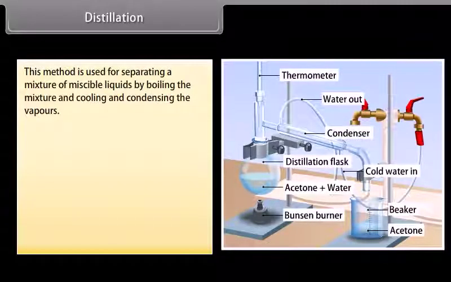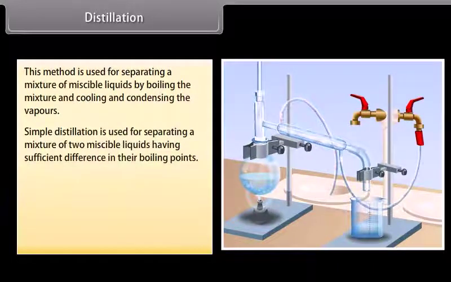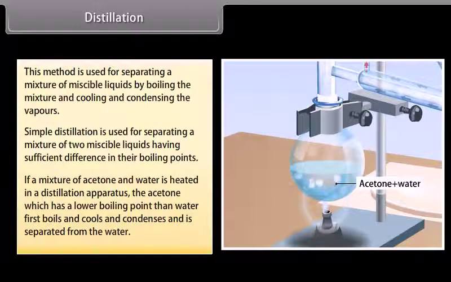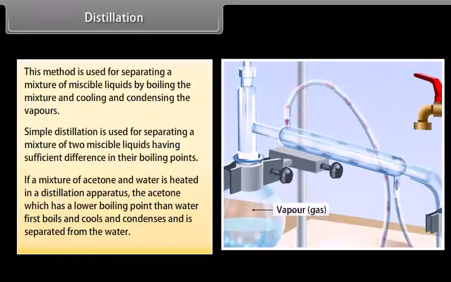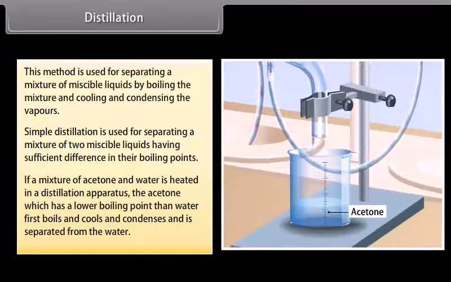Distillation. This method is used for separating a mixture of miscible liquids by boiling the mixture and cooling and condensing the vapors. Simple distillation is used for separating a mixture of two miscible liquids having sufficient difference in their boiling points. If a mixture of acetone and water is heated in a distillation apparatus, the acetone, which has a lower boiling point than water, first boils, cools, condenses, and is separated from the water.